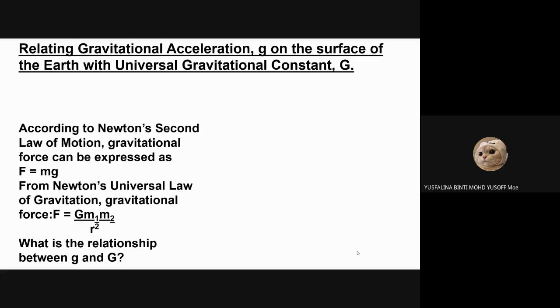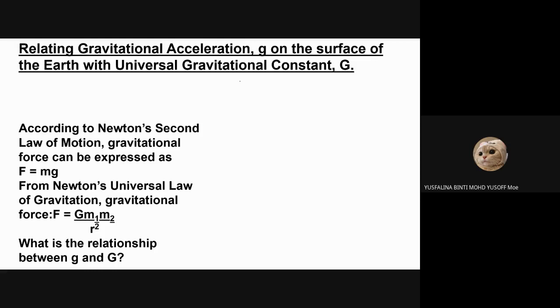Okay, so rate of change of momentum. Okay, so what does Newton's second law state? Newton's second law states that the force is directly proportional to the rate of change of momentum, right? So that is the meaning of Newton's second law. You just need to put F is directly proportional to the rate of change of momentum, because mv minus mu, right?